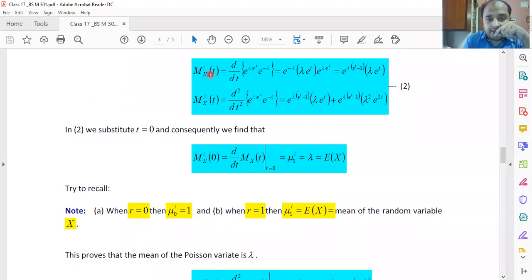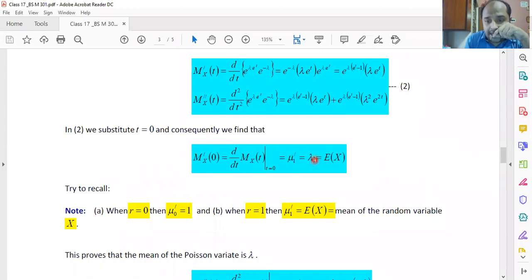Now, since I have already differentiated mxt with respect to t, in place of t, which means time, I am putting 0. And mxt dash at the value t equal to 0 will be, you substitute t over here, you will get e to the power lambda into e to the power 0 minus 1. E to the power 0 means 1, 1 minus 1 is 0, so that section will be 0. And lambda will be there, and e to the power 0 is 1, so lambda will come out.